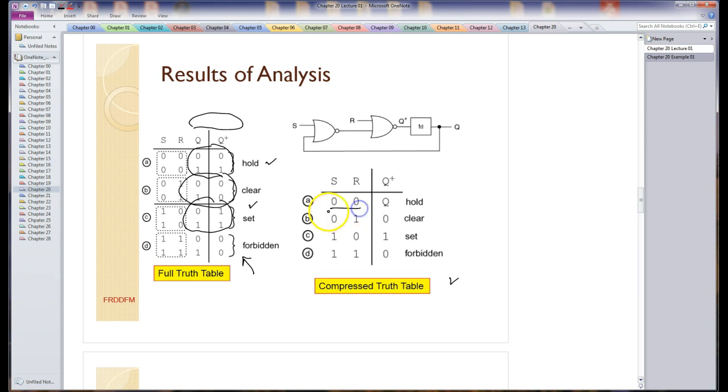So if these are the 2 inputs, this new output here is going to be the same as the old output, which describes a hold. And these are the set and clears right here. These are the conditions that give me a clear. These are conditions that give me a set. We'll see those coming up in a timing diagram in a bit.